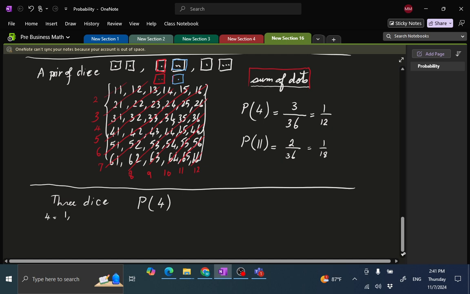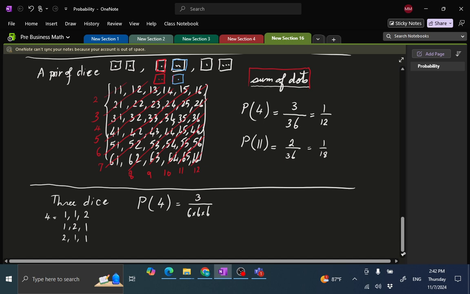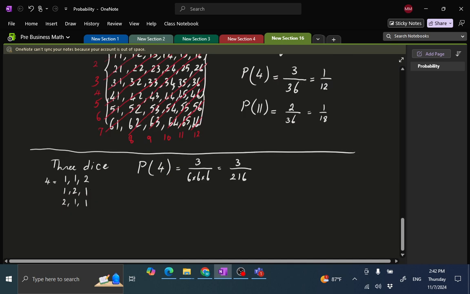You can get a 1 and a 1 and a 2, or you can get a 1 and a 2 and a 1, or you can get a 2 and a 1 and a 1. Few possibilities. So there are 3 possibilities out of what? There's 6 possibilities for the first one, 6 for the second one, 6 for the third one. So 6 times 6 times 6. Here we were multiplying twice, but now we have 3 dice, multiply 3 times. This is 3 divided by 216. That's the probability of getting 4.